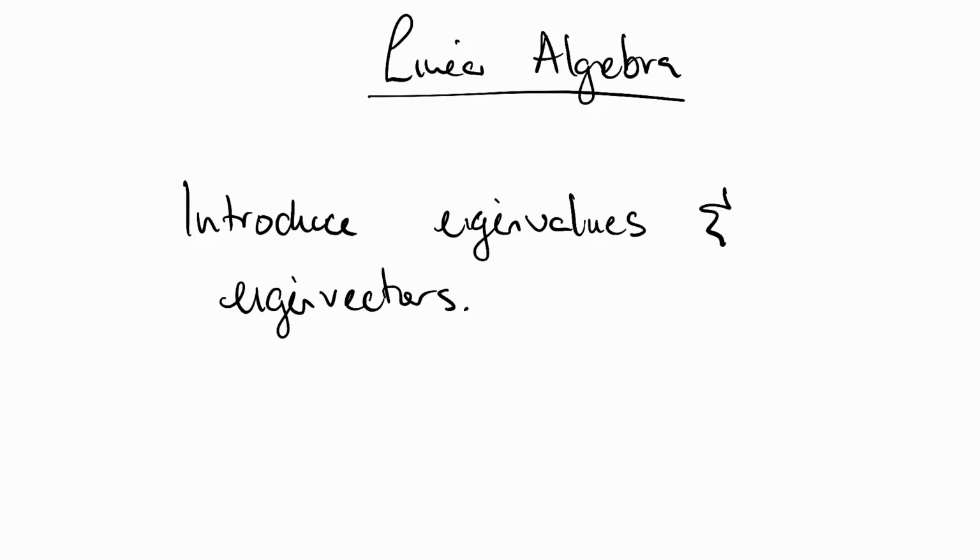Eigenvectors popped up briefly when we were discussing motivation for change of basis. Eigenvalues and eigenvectors are fundamental objects associated to a linear transformation, and so are incredibly important.